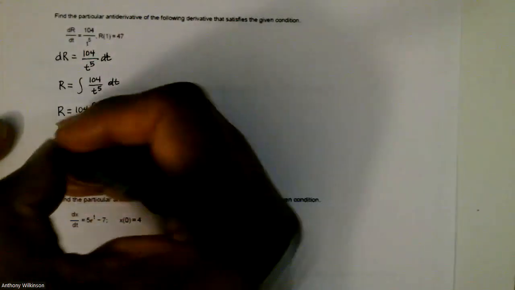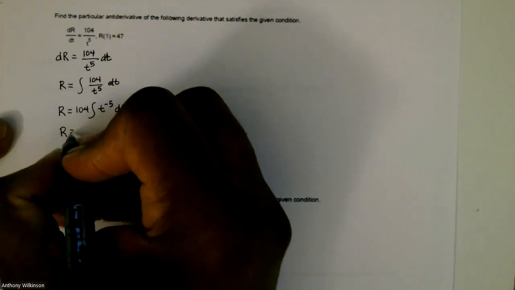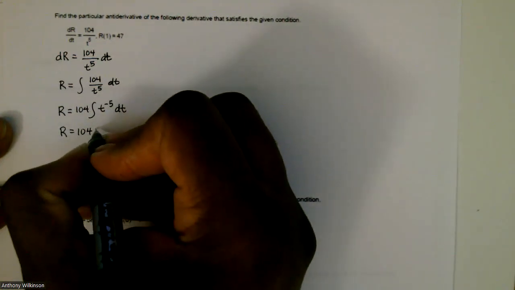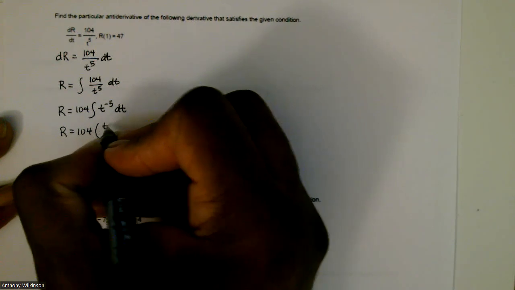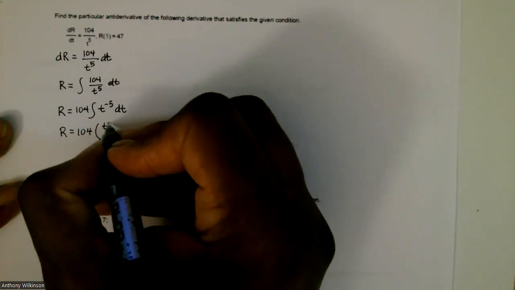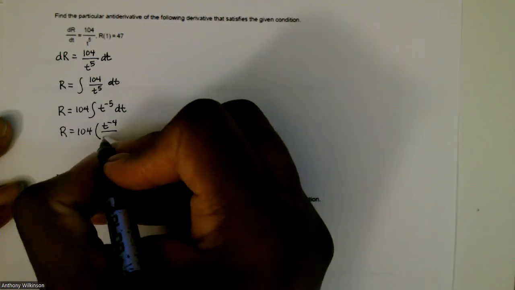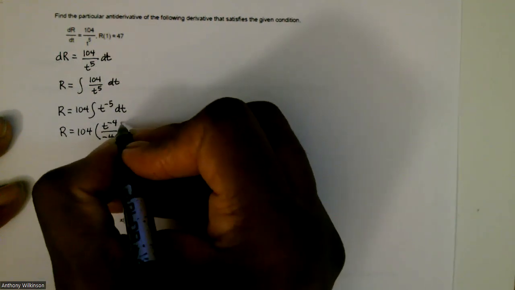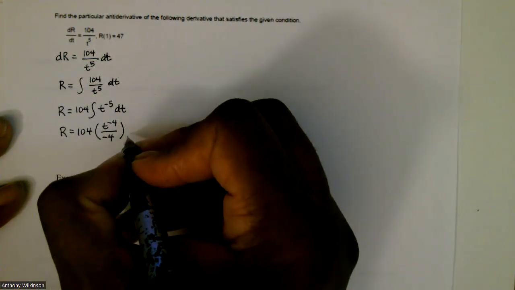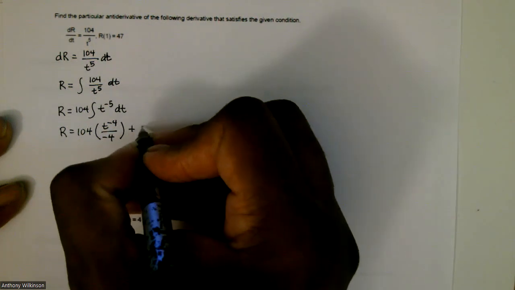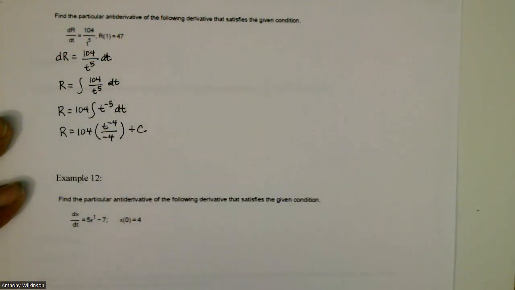That means I will increase the power by 1 and divide that by the new exponent. So r is equal to 104 times t to the negative 5 plus 1 will be negative 4. And now I'm going to divide that by that new exponent of negative 4. And that will be plus c as well.